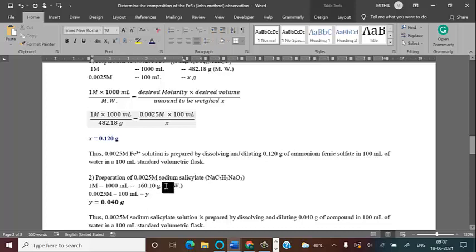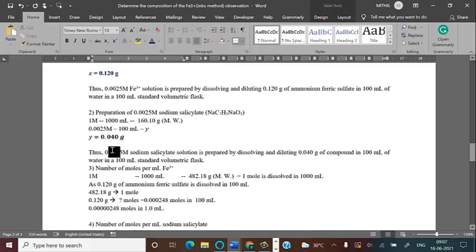Then we have similarly prepared 0.0025 molar sodium salicylate, as we know the molecular weight of sodium salicylate. From this same formula we can calculate this. Actually it is precisely 0.00249 molar sodium salicylate solution, prepared by dissolving and diluting 0.040 grams of sodium salicylate in a 100 ml standard volumetric flask.